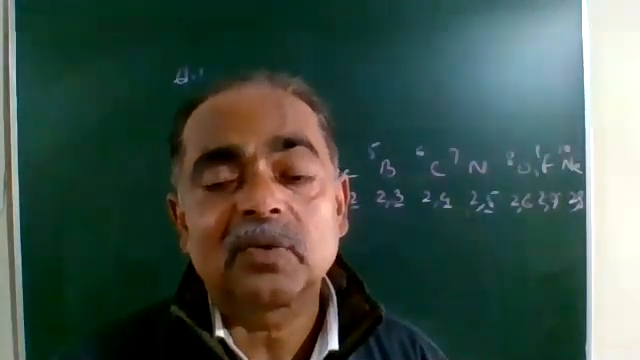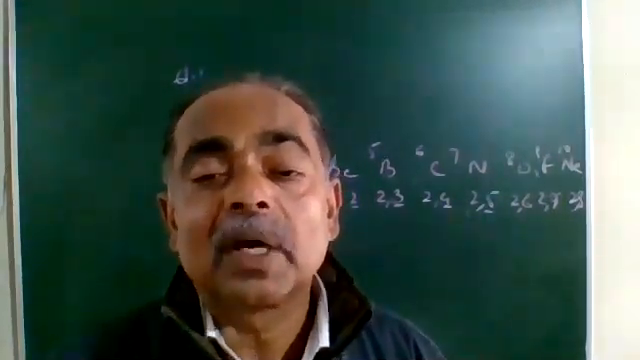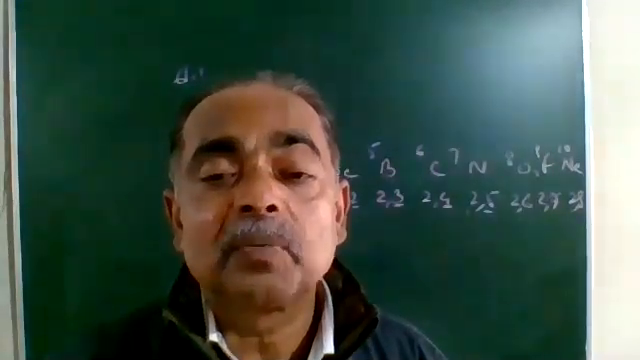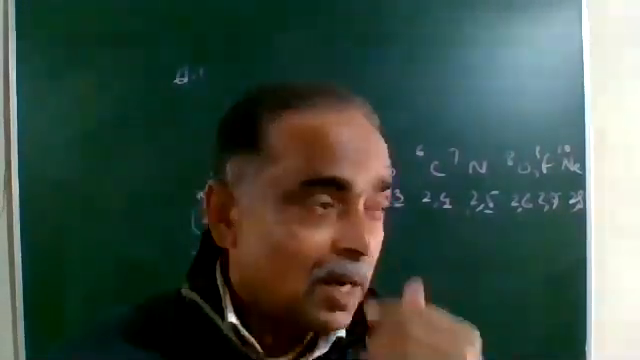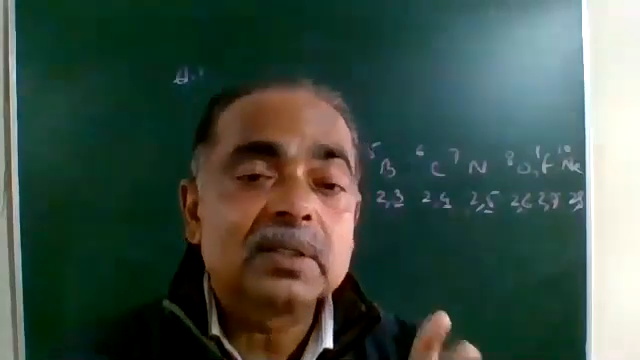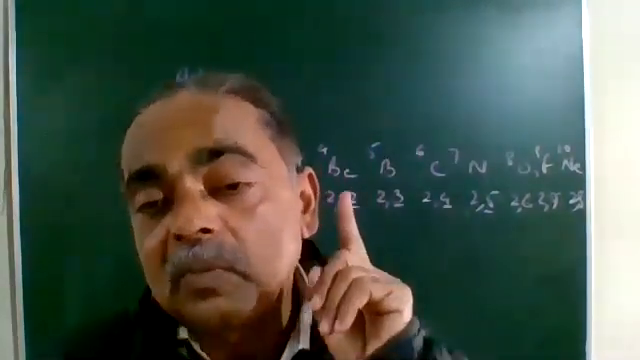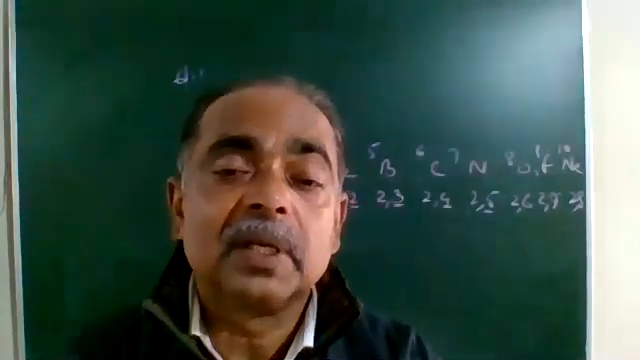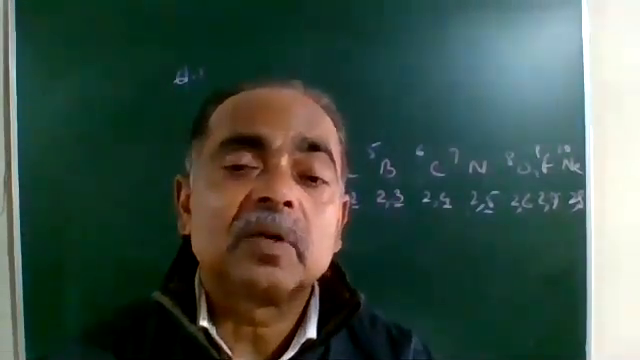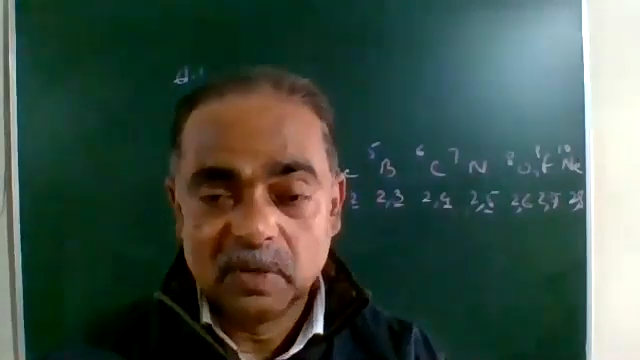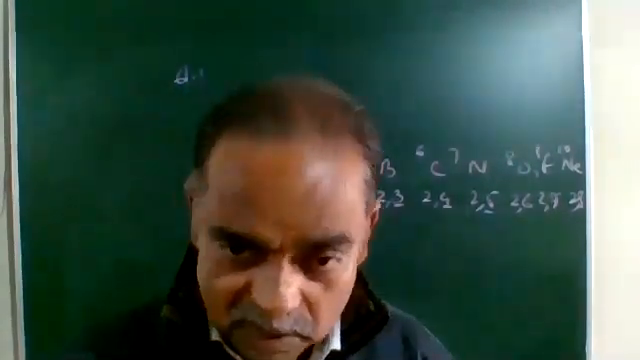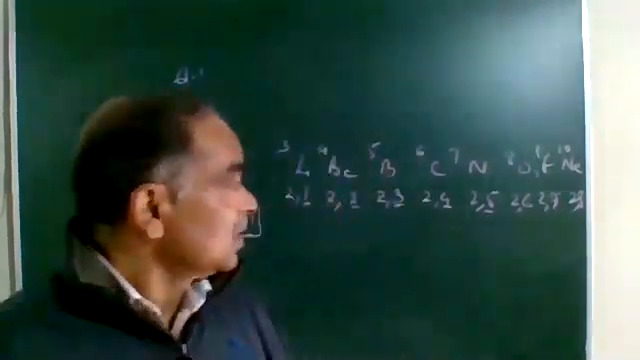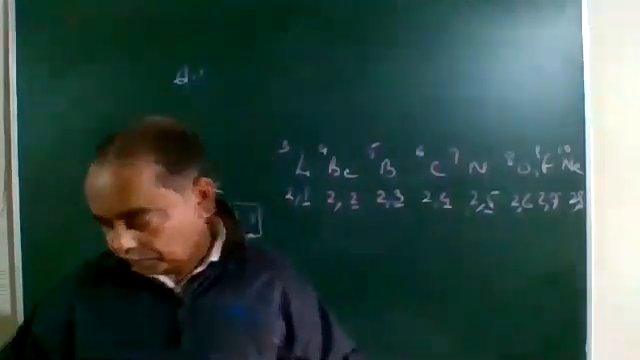So going from left to right in a period, the valency increases by 1 up to 4 and then decreases. And in a group, the valency remains the same. In a group, valency remains the same, valence electron remains the same. In a period, valence electron increases by 1 and valency increases by 1 up to 4 and then decreases. Okay? The next one is metallic character.